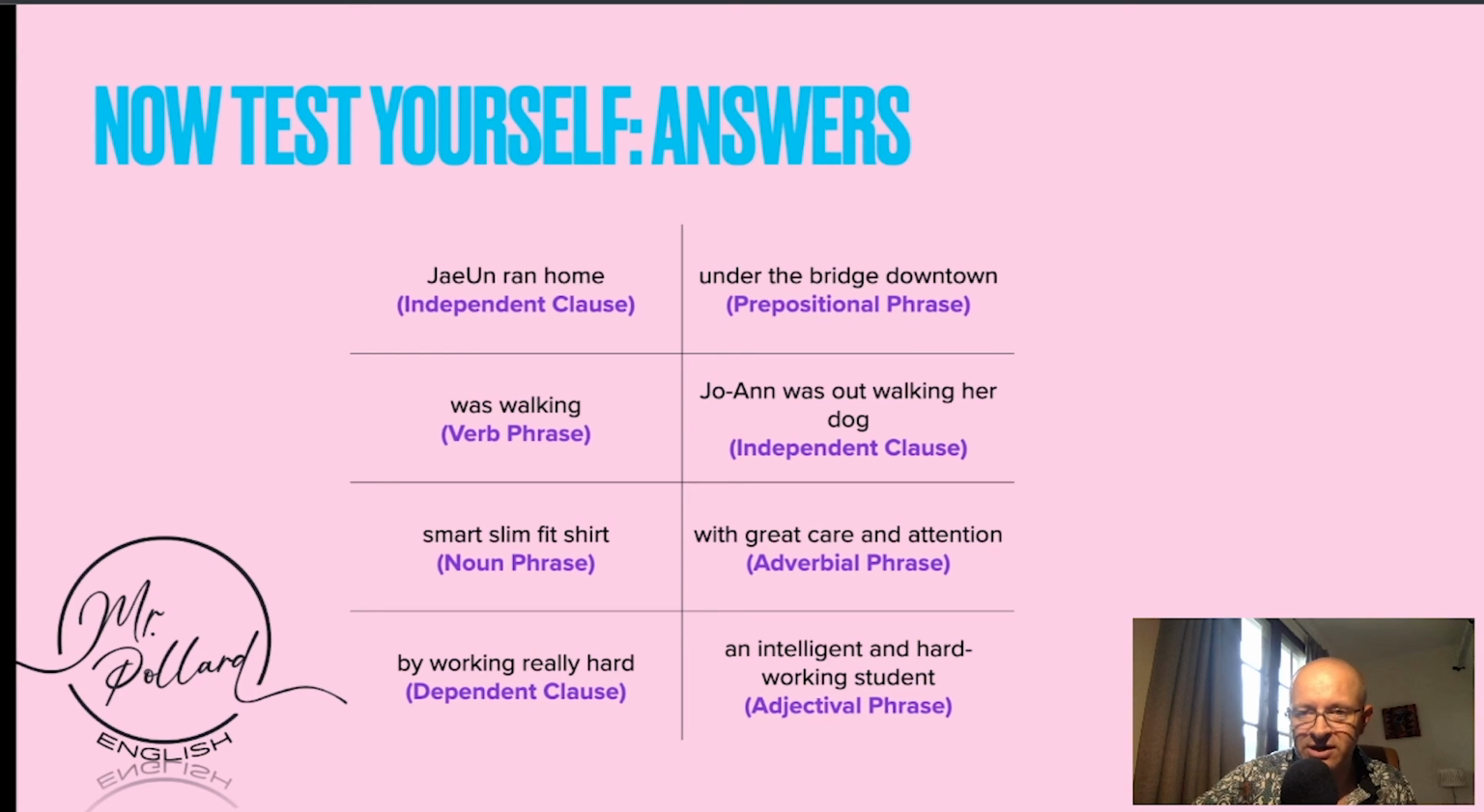With great care and attention is an adverbial phrase because it tells you how something was done. And an intelligent and hardworking student is an adjective phrase because it tells us more about this student.